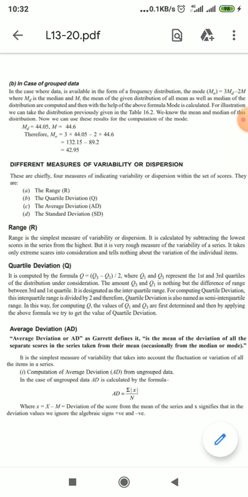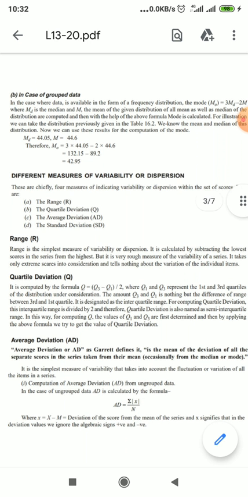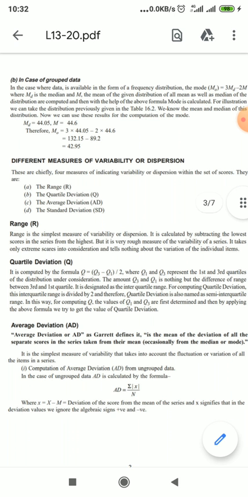Suppose for computing quartile deviation, this inter-quartile range is divided by 2, and therefore quartile deviation is also known as semi-quartile range. So in this way, for computing Q, the values of Q1 and Q3 are first determined, and then by applying the above formula, we get the value of quartile deviation, that is Q is equal to Q3 minus Q1 by 2. This is quartile deviation.